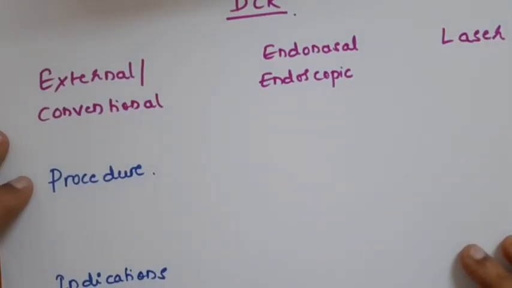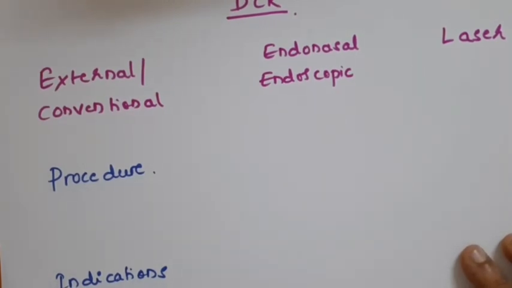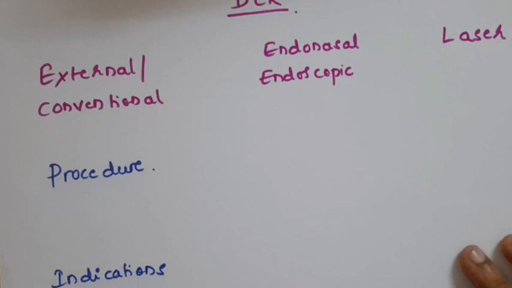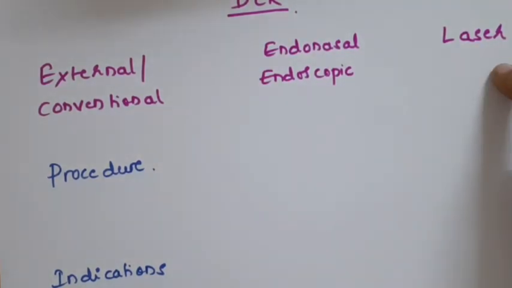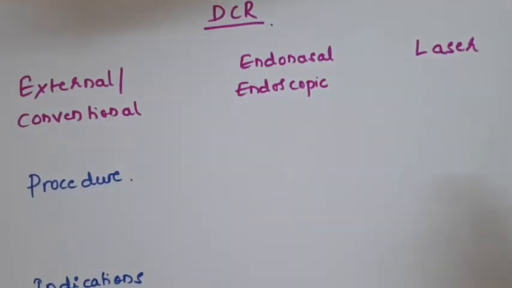The next procedure we have, which is the ideal procedure for dacryocystitis, is the DCR, that is dacryocystorhinostomy. In this we have the external or conventional approach, the endoscopic approach, and then the laser DCR. So before going to the procedure, what is the definition of this DCR? This is a bypass procedure.